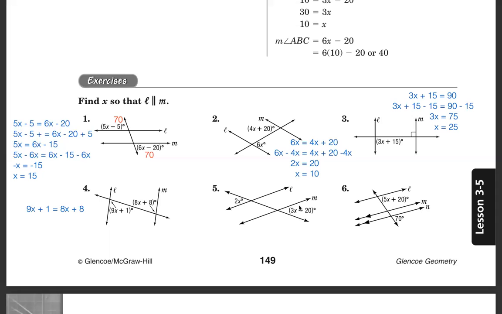Number 5, 2x and 3x minus 20. They're also alternate interiors. So, I mean, alternate exteriors. So if there's alternate, automatic equal. So 2x equals 3x minus 20. Okay, so that's alternate exterior. And then number 6, 5x plus 20 and then 70.